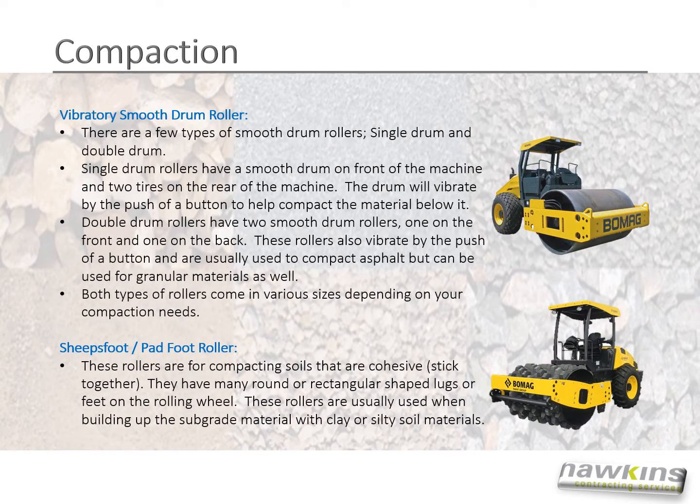Vibratory smooth drum roller. There are a few types of smooth drum rollers: single drum and double drum. Single drum rollers have a smooth drum on the front of the machine and 2 tires on the rear of the machine. The drum will vibrate by the push of a button to help compact the material below. Double drum rollers have 2 smooth drum rollers, one on the front and one on the back.